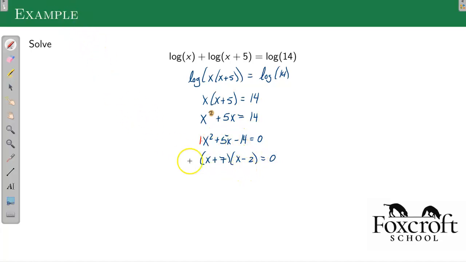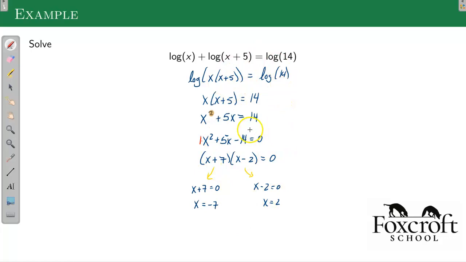The reason we factor is because now I can split this up into two smaller equations. I can take x plus 7 and set it equal to 0, and x minus 2 and set it equal to 0. Here I have to subtract 7 from both sides. Here I have to add 2 to both sides. If you did all of this on a test, you get almost all the credit.